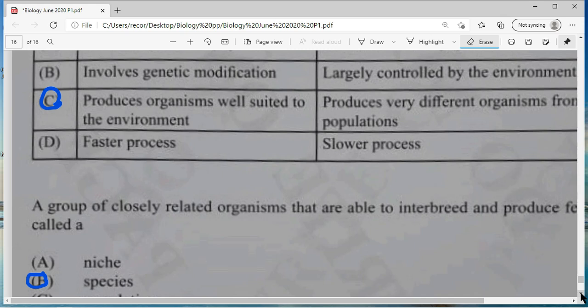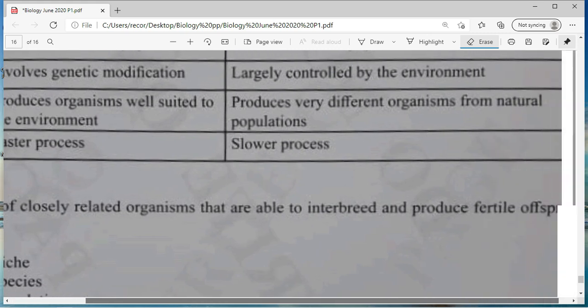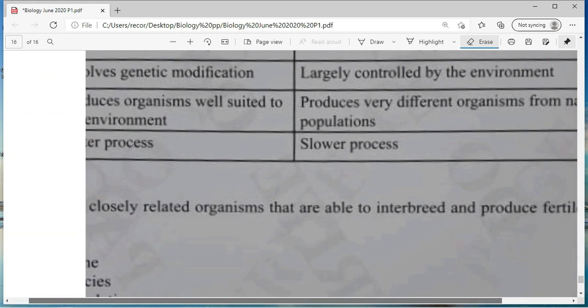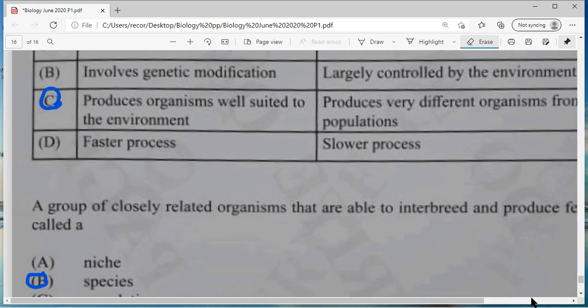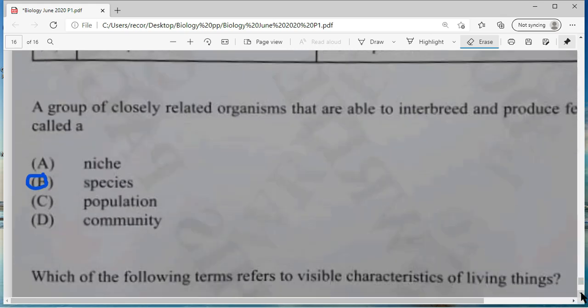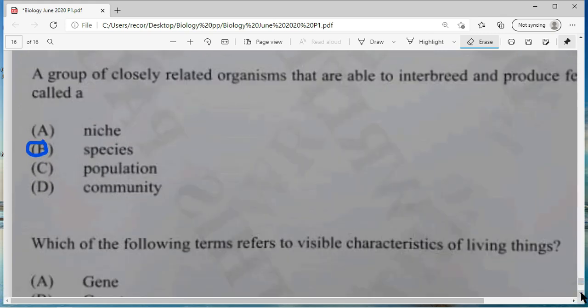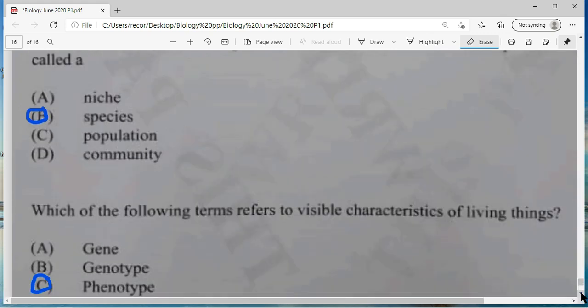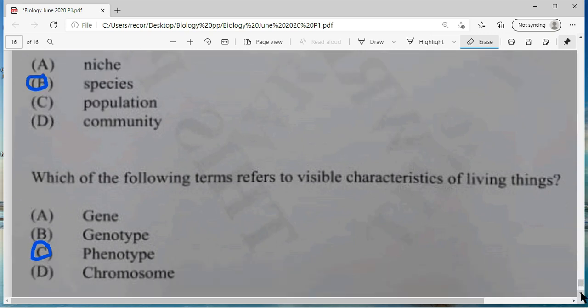Now, a group of closely related organisms that are able to interbreed and produce fertile offspring are called species. Species refer to organisms that are able to interbreed and produce viable offspring. We would have seen the Rattus, that is the genus name, and the species name. So the two rats there won't interbreed and produce viable offspring because they are not of the same species.